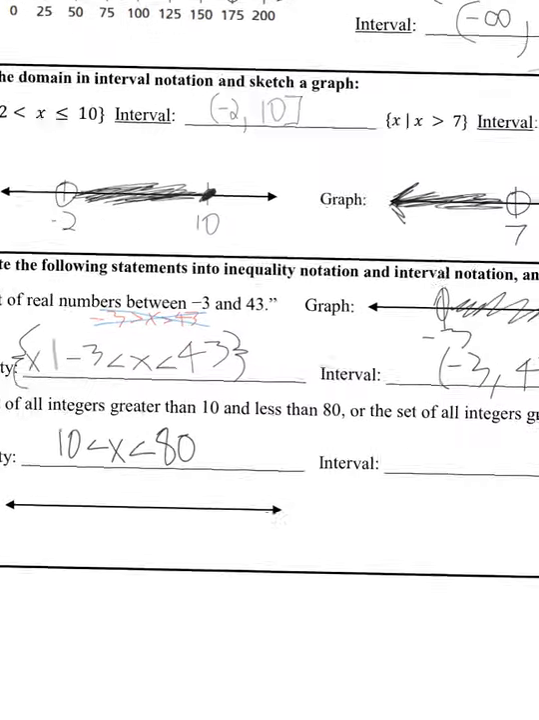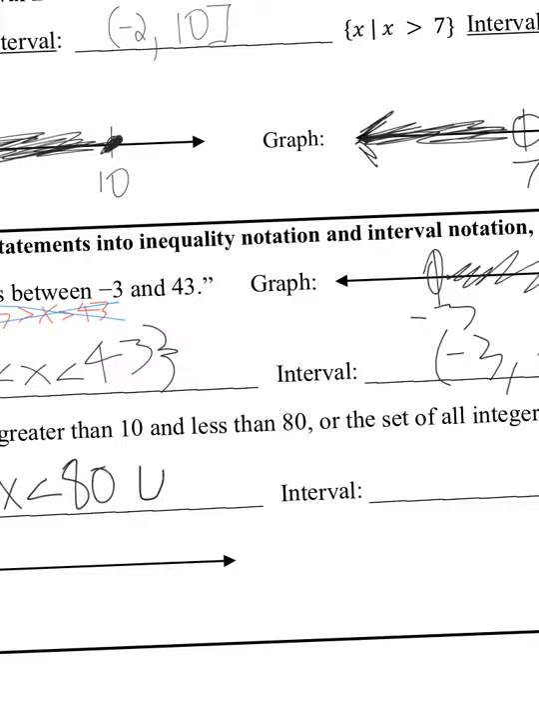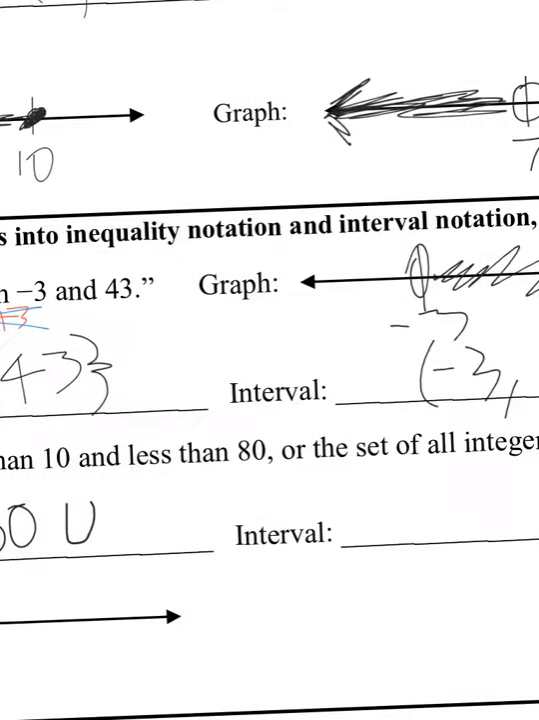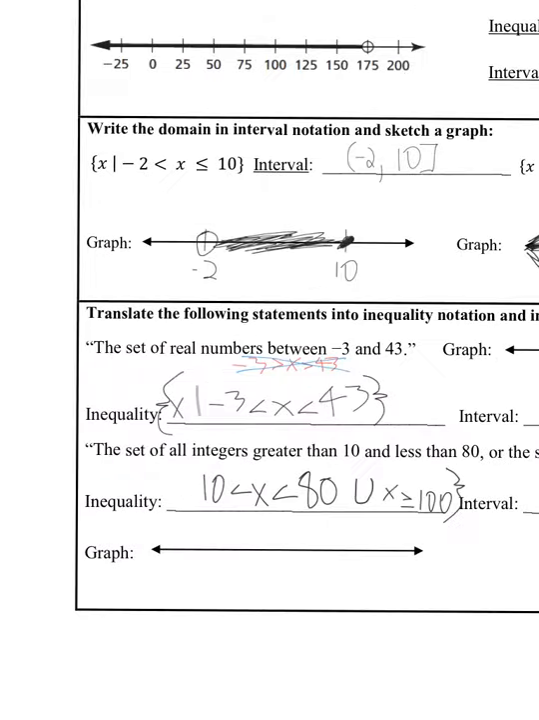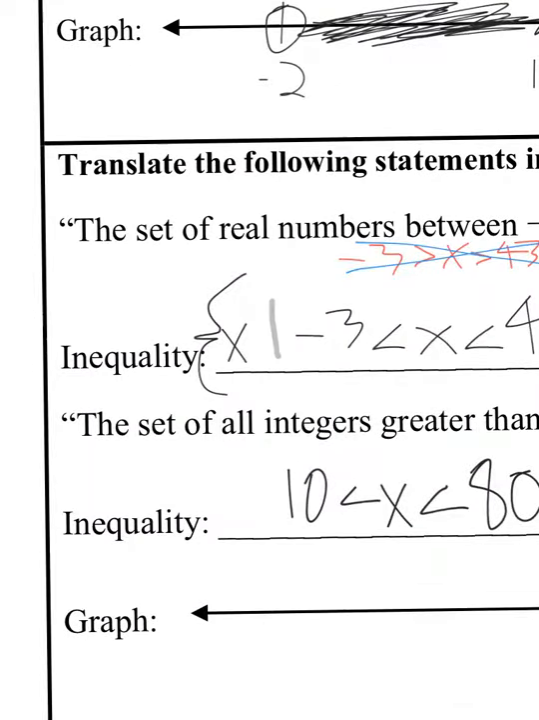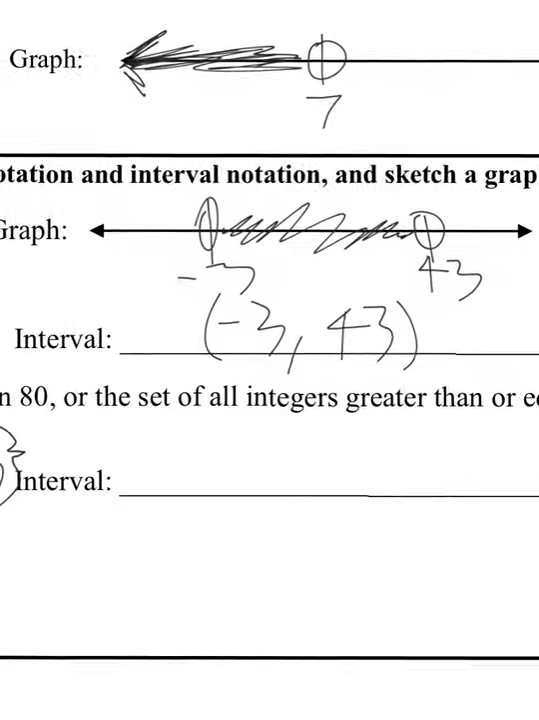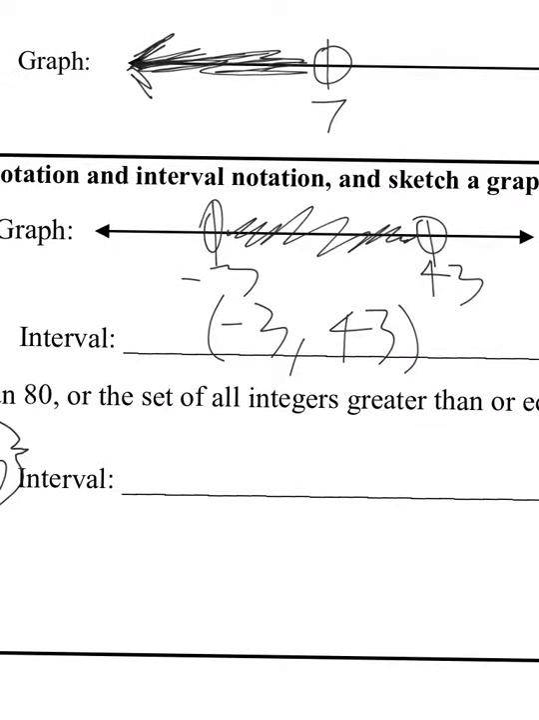And it said or, so I'm going to do union, the set of all integers greater than or equal to 100. So I'll say x is greater than or equal to 100. All right? And so since it's inequality notation, sorry, I'm going to put the set builder stuff with it. So don't forget to do that. I just like to tack that on at the end. So yeah, it looks kind of weird, but that is the answer. Maybe it'll make more sense in interval notation.